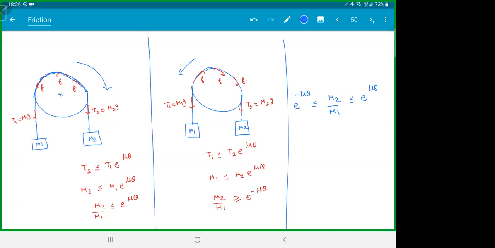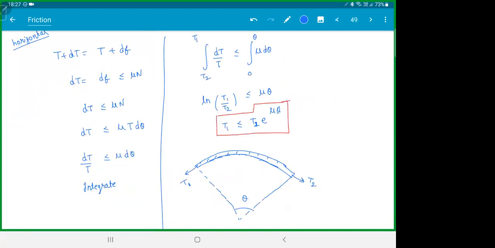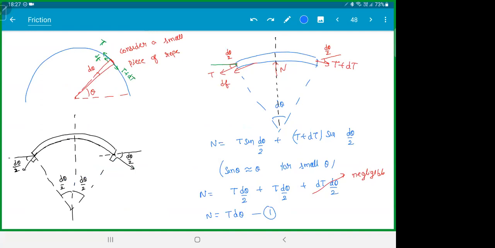These are the two cases which we get. If you go to the right, whichever side you're going, the tension is stronger by a factor of e^(μθ). Please have a look at this. Again, I'll explain the whole thing. Listen, like I said, it's complex. It's more of a little math oriented.